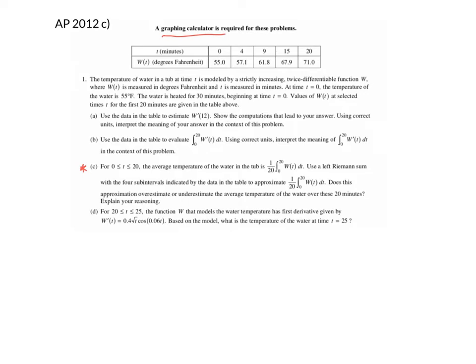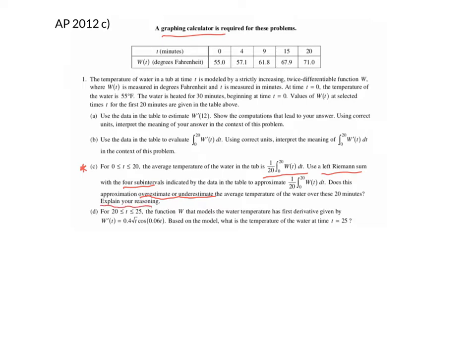It says, for time from 0 to 20, the average temperature of the water in the tub is given by this integral. And then we need to use a left Riemann sum with 4 subintervals indicated by the table to approximate that integral. And then what we're asked is, does this approximation overestimate or underestimate the average temperature of the water over these 20 minutes? And then to explain why.